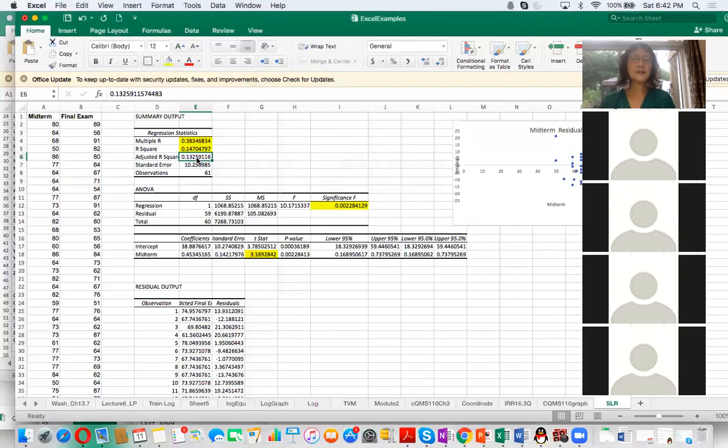And the next number is adjusted R square. It is adjusted for sample size and any other factors.